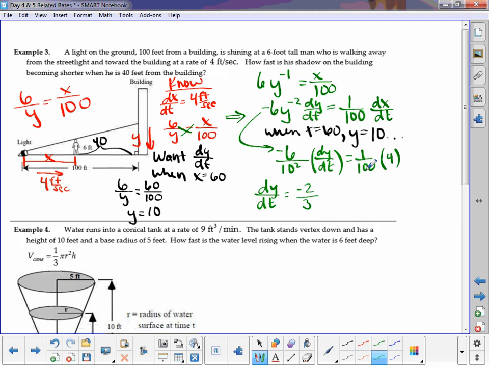And again, we want to use our proper units. Now, let's take a look at what they asked. How fast is his shadow on the building decreasing? They used that word already, so we want to answer it without that negative. The shadow is decreasing at a rate of 2/3 feet per second.